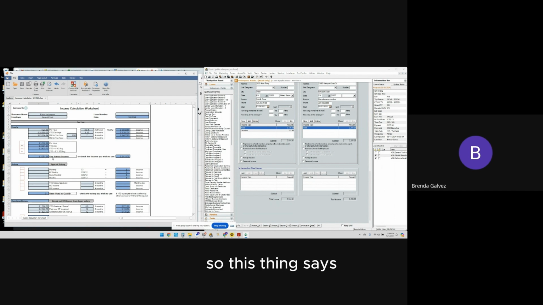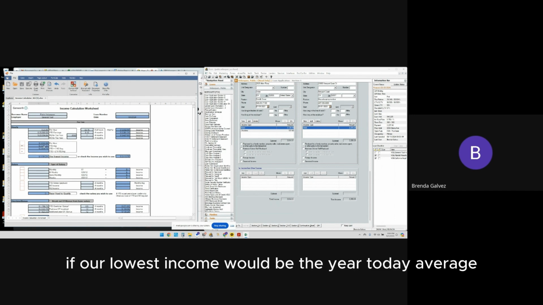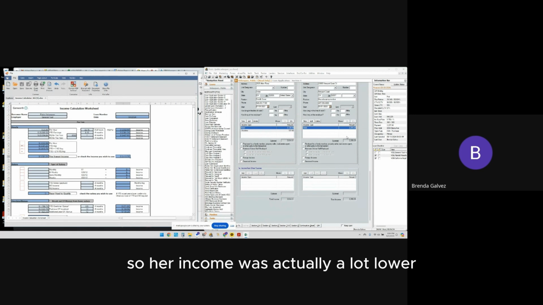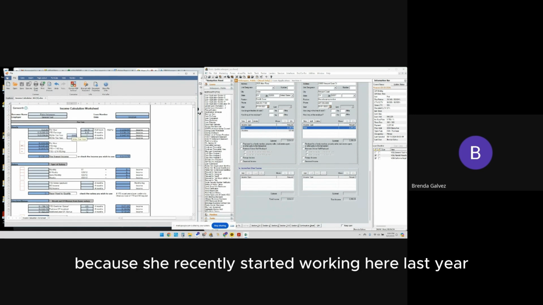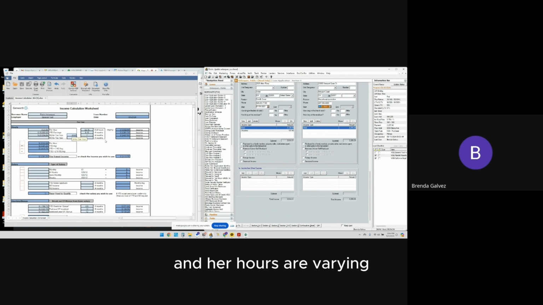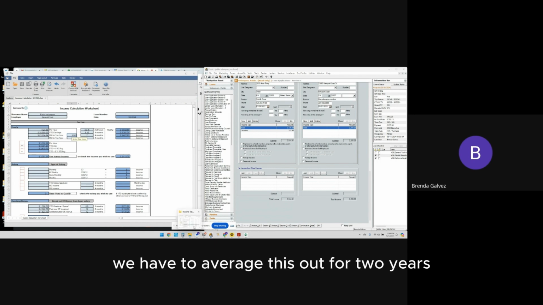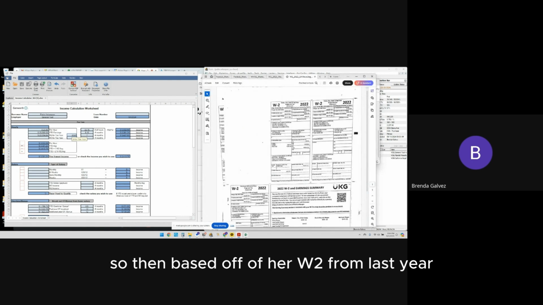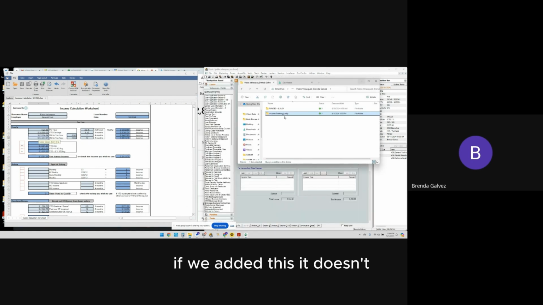So this thing says our lowest income would be the year-to-date average, or we can do the year-to-date plus 1 W-2 average. So her income was actually a lot lower, only because she recently started working here last year and her hours are varying, we can't use her full hours. We have to average this out for 2 years. So then based off of her W-2 from last year, if we added this, that doesn't, let's see.